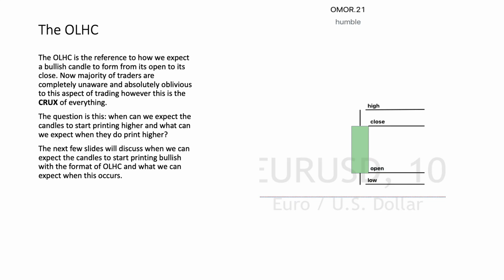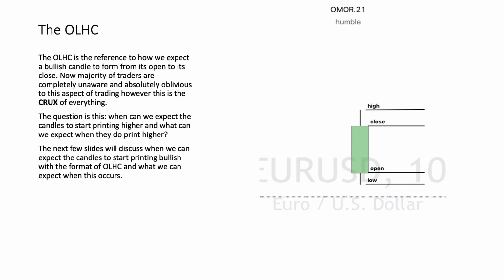The open, low, high, close is the reference to how we expect a bullish candle to form from its open to its close. Now, the majority of traders are completely unaware. They're absolutely oblivious to this, right? They do not consider how the candles form. They just see up candles, down candles. They don't even consider the candlesticks that are printing. They're looking at the overall trend, or the overall going down or higher. But what we're doing is getting pinpoint accuracy.